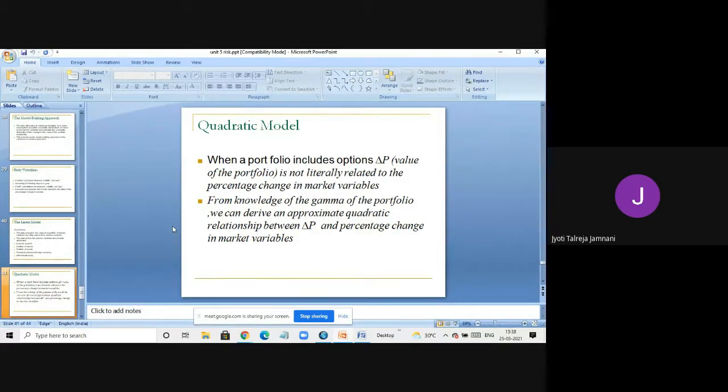So here they say when it is options, everything doesn't depend on the market variable, so you cannot say it is linear. If the market prices increase, portfolio value may increase or decrease. So it is not linearly related to the percentage change in the market variable. From knowledge of the gamma of the portfolio, we can derive an approximate quadratic relationship between delta P and percentage change in market variables. So here they say, if you know the value of gamma, now what is gamma?